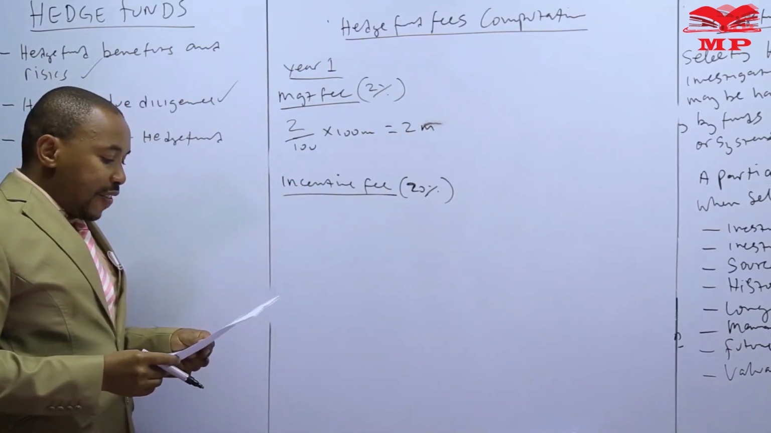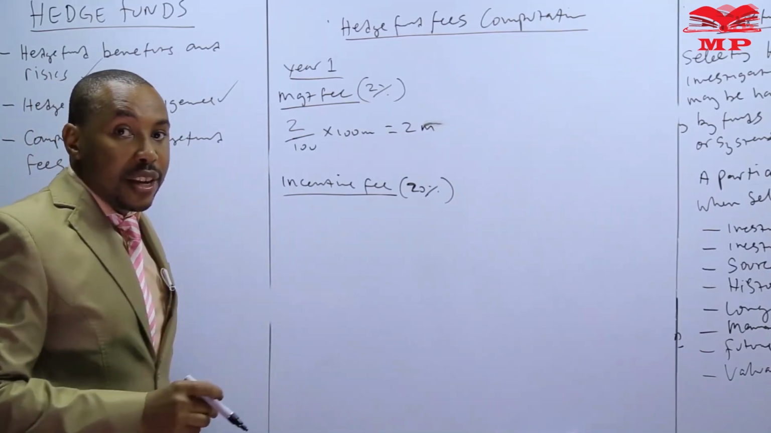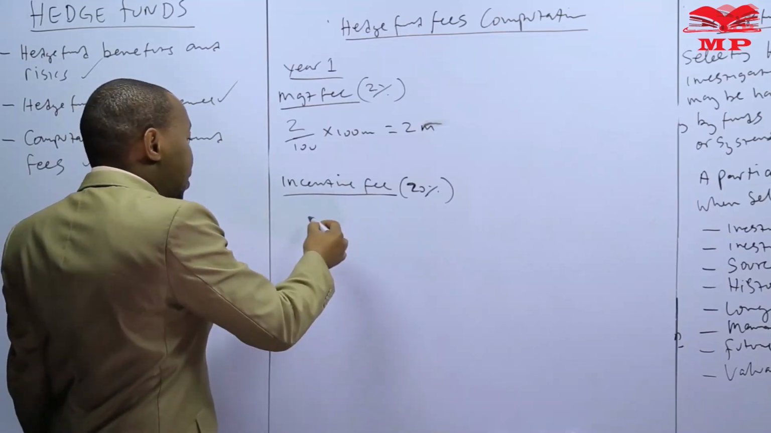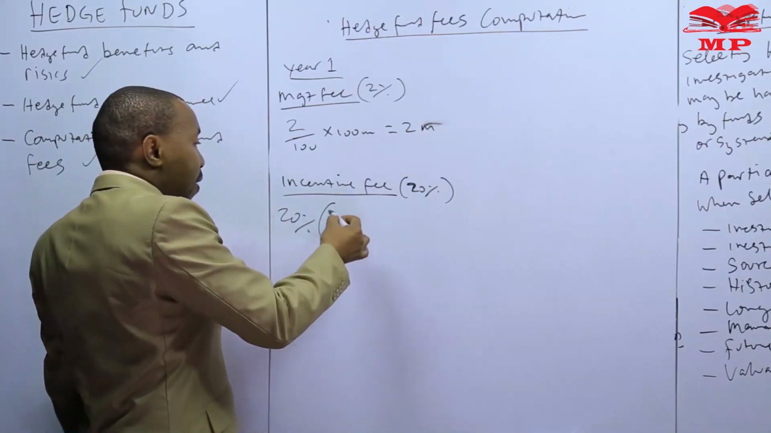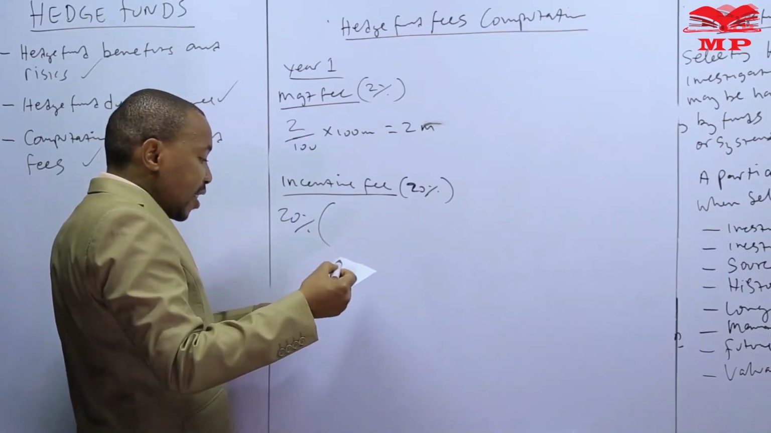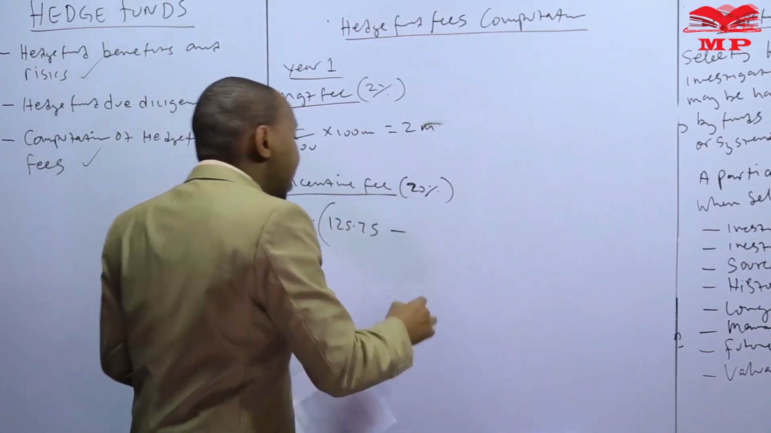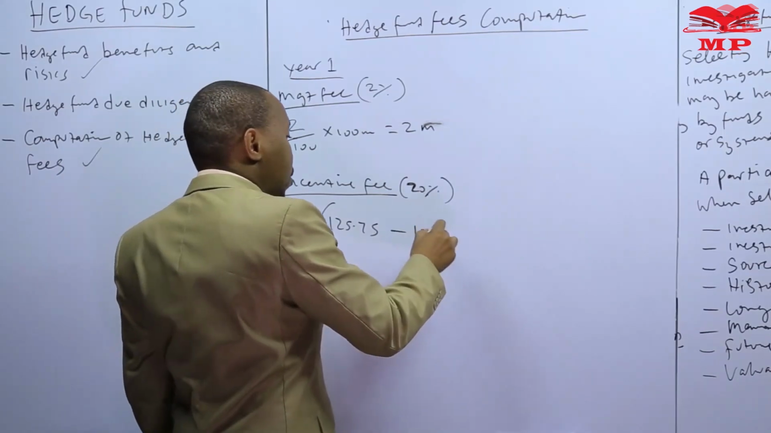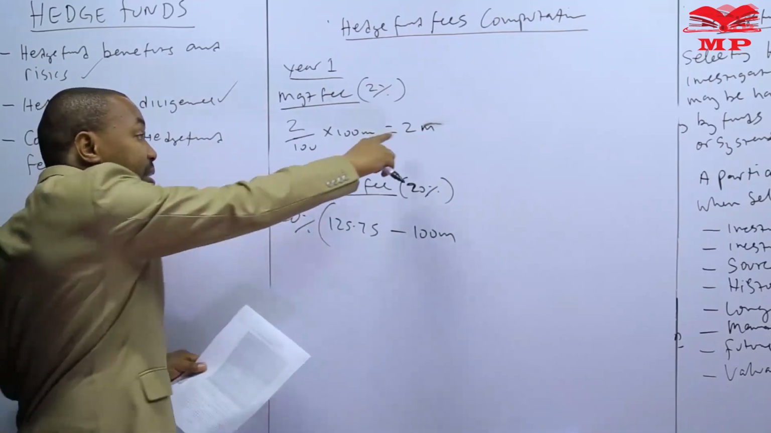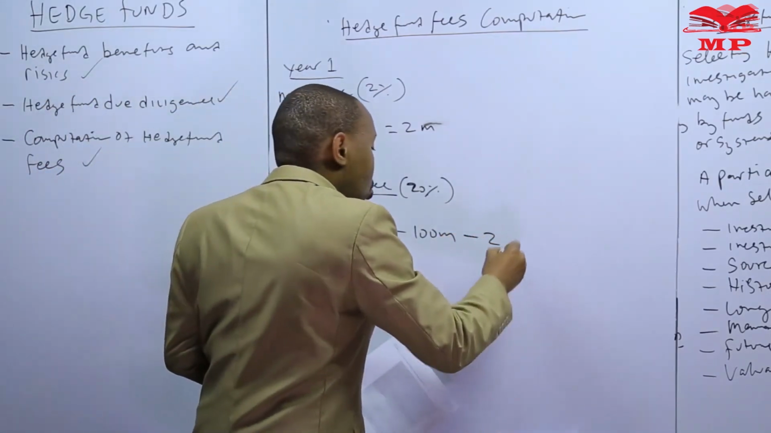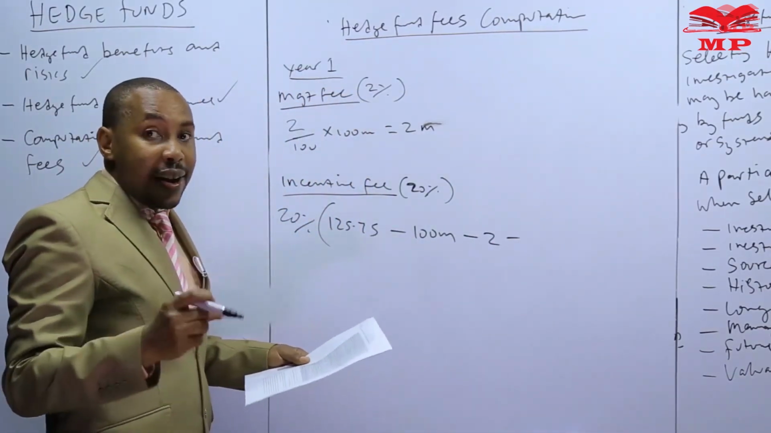So we have been given the ending value. We need to get the difference between the ending value and the beginning value. So we are saying 20% multiplied by the ending value. The ending value we've been given in the question for year 1 is 125.75 minus the beginning value of 100 million. Then we also need to less this management fee, so we less 2, and then we also less the 5% hard hurdle rate that we've been given.